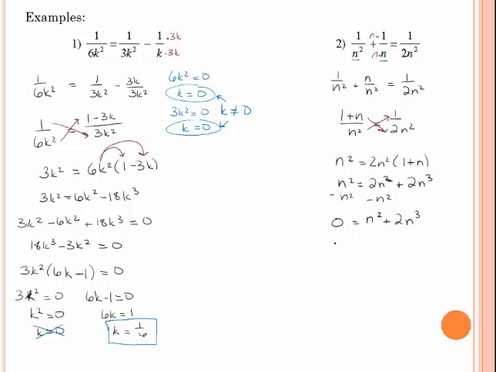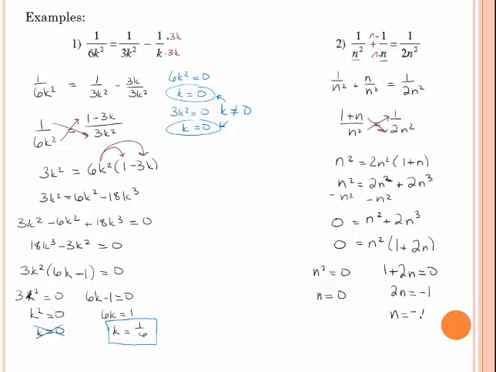Now I'll factor out an n squared, and that will leave me with 1 plus 2n. If I set each of these equal to 0, I can solve for the possible values of n. If n squared is 0, that means n equals 0. 1 plus 2n equals 0, that means that 2n is equal to negative 1 if you subtract 1 from both sides. And dividing by 2 gives me n is equal to negative 1/2.